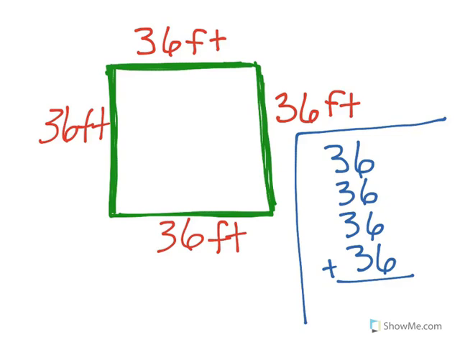So I know 6 times 4 is 24. So I'm going to carry the 2. Let's just put it up here so it doesn't look like a 23. So 3, 6, 9, 12, 13, 14. So I know my perimeter is 144 feet. On the next page, I'll show you a different way that you can do it.